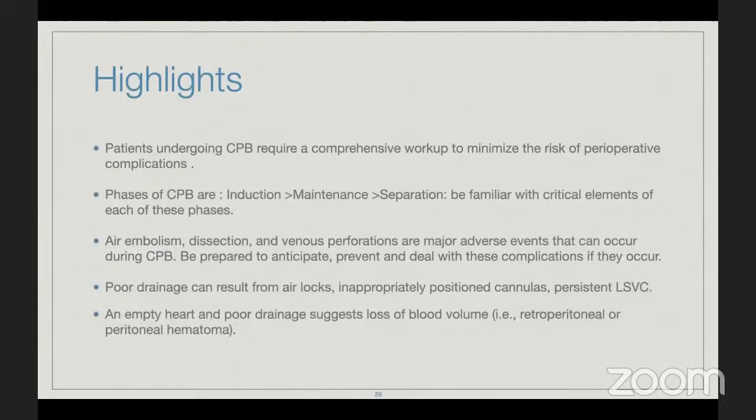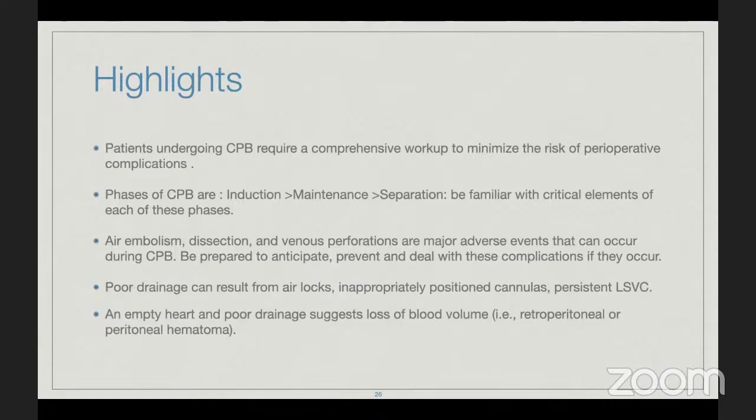Air embolism, dissection, and venous perforation are major adverse events that can occur during bypass. Be prepared to anticipate and prevent and to deal with each of these complications.